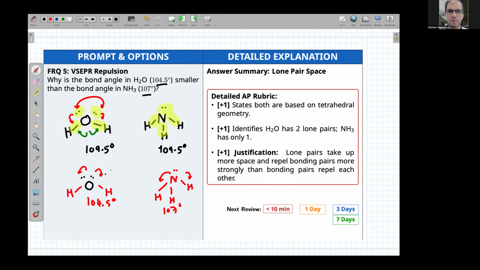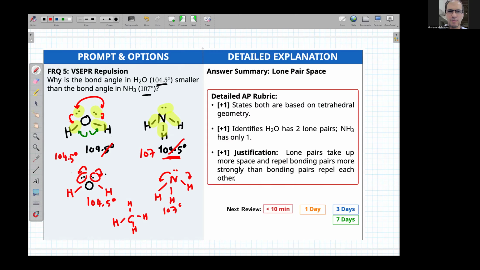More lone pairs equals smaller bond angle. CH4 with 0 lone pairs, for example, is also tetrahedral, right? But it has no lone pairs. That's why it's the perfect tetrahedral angle, 109.5. NH3 with 1 lone pair, 107 degrees, slightly compressed. H2O with 2 lone pairs, 104.5 degrees, most compressed. So that is the justification we must write.